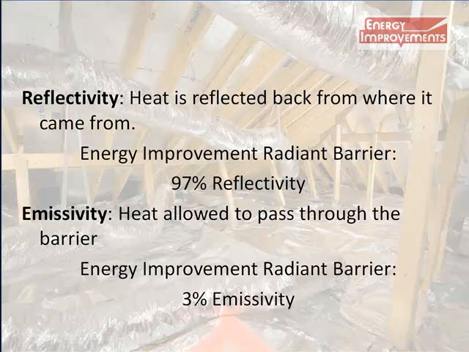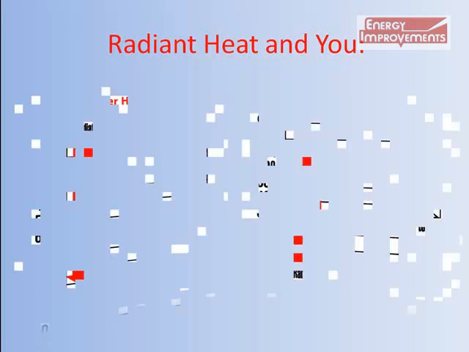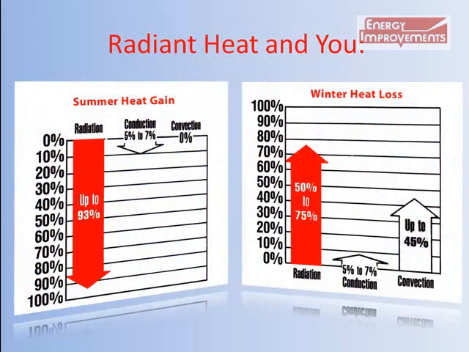What does radiant heat mean to you? In the summer, up to 93% of heat gain is radiant heat. And remember, even the Department of Energy acknowledges that traditional insulation doesn't stop radiant heat transfer. It can only stop convection and conduction. This means your air conditioner has to run longer in order to cool the excessive heat entering your home.